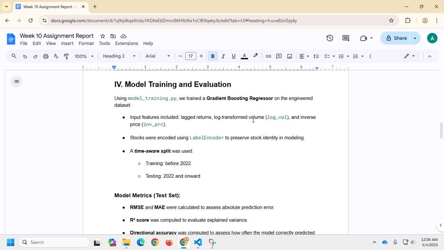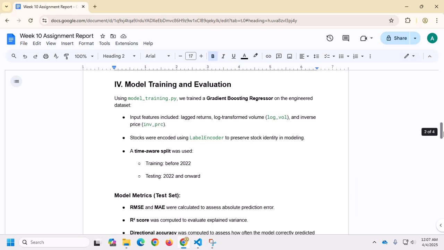And then, input features including lag returns, log transform, volume and inverse price were the ones that were used. And then there was a time-aware split that was done. So I had to split the data set into a training one and then a testing one. Anything that was before 2022, so between the years of 2015 to 2021, was used for training, and the rest was used for testing.